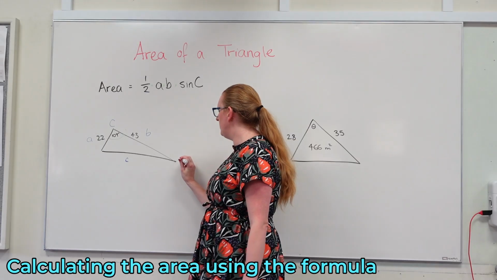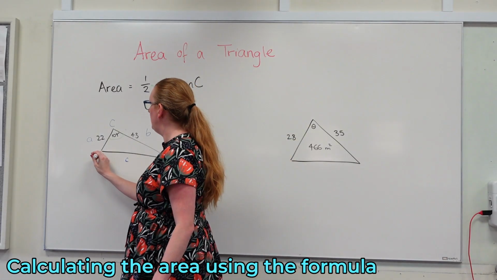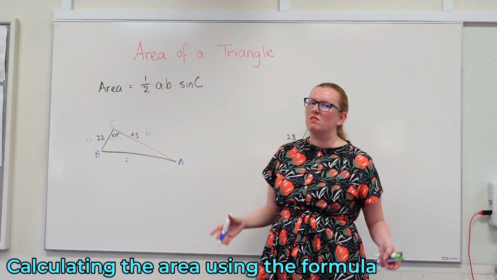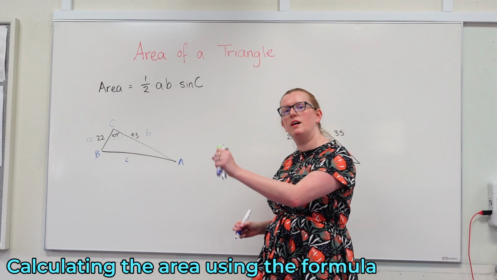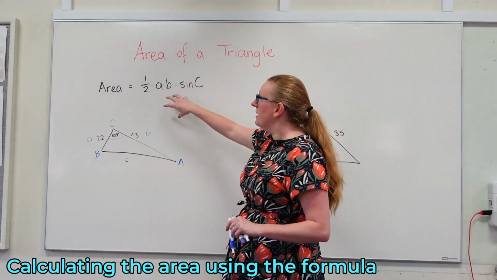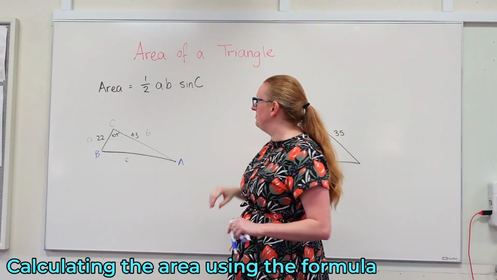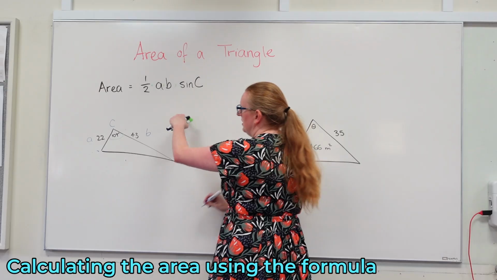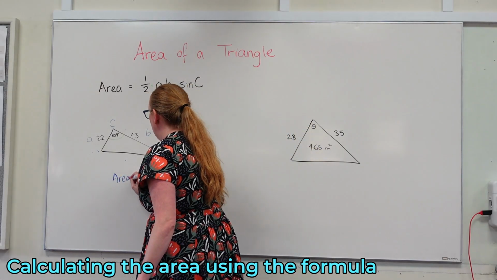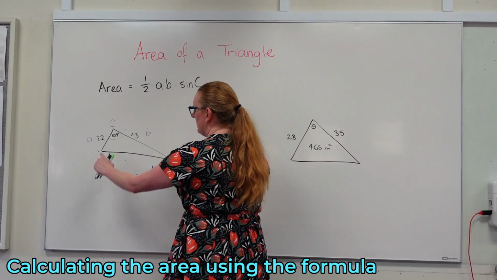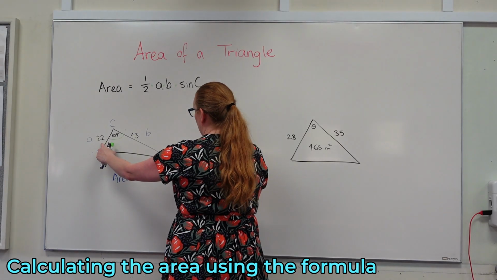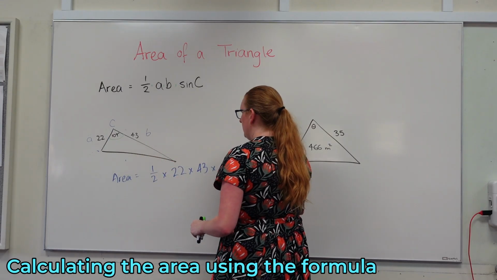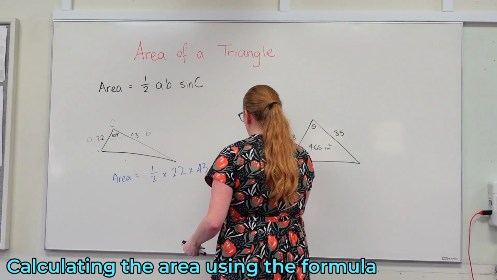But if I want to take this step further, this one here is capital A, this one here is capital B, but there's no information at capital B, little c, or capital A, so I don't really need to label those, but I'm just doing it because I love labeling stuff. All right, now we're going to put these values into our formula. I'm going to get these out of the way though, because they're taking up space. So, area equals half times little a, which is 22, times little b, which is 43, times sine capital C, which is 109.